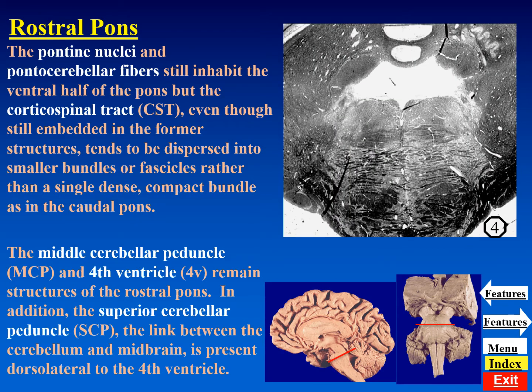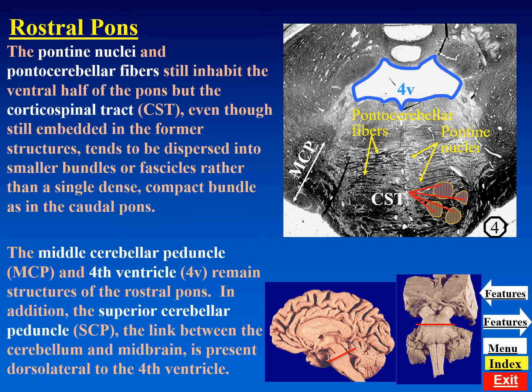In the rostral pons, we continue to see the fourth ventricle dorsally. Ventrally, now we see the pontine nuclei and the pontocerebellar fibers are very dispersed, as well as the corticospinal tract. The pontocerebellar fibers continue to form the middle cerebellar peduncle laterally, carrying information to and from the cerebellum. Lastly, we see just dorsolateral to the fourth ventricle, another collection of nerve fibers that carry information to and from the midbrain. This is the superior cerebellar peduncle.